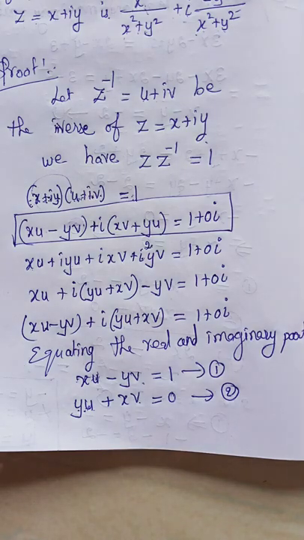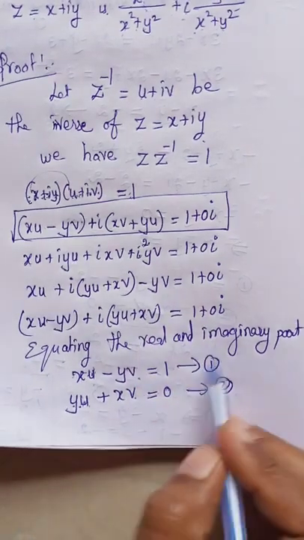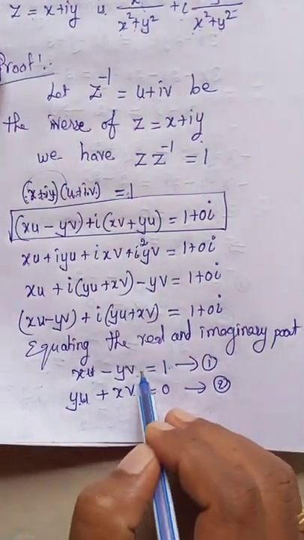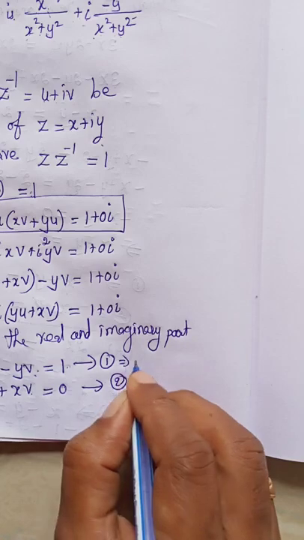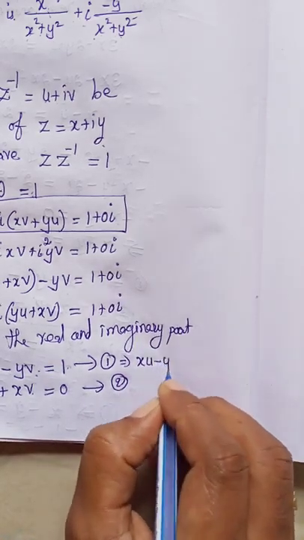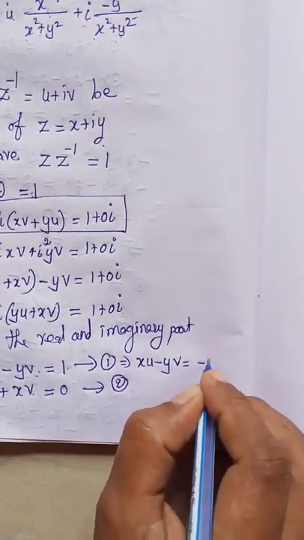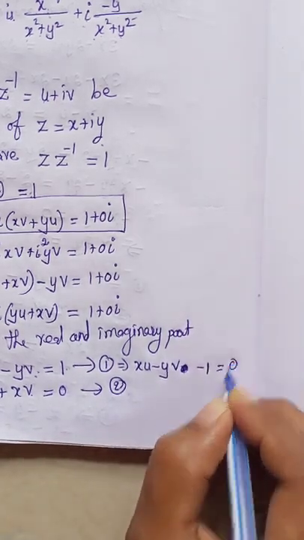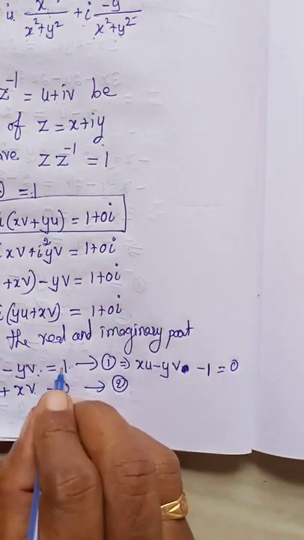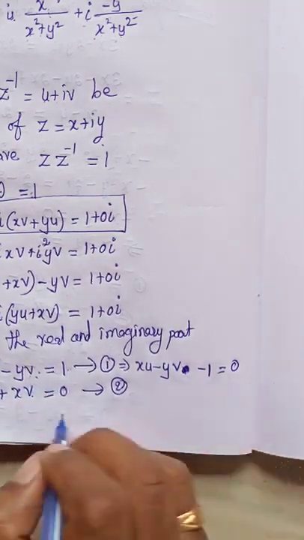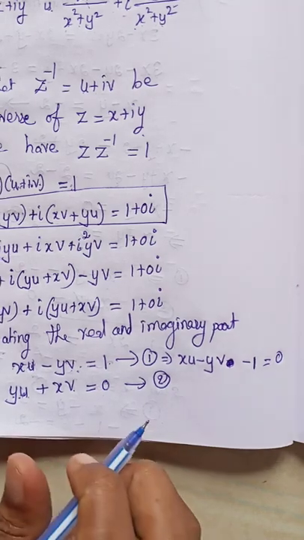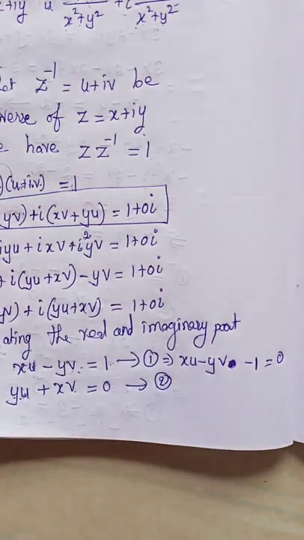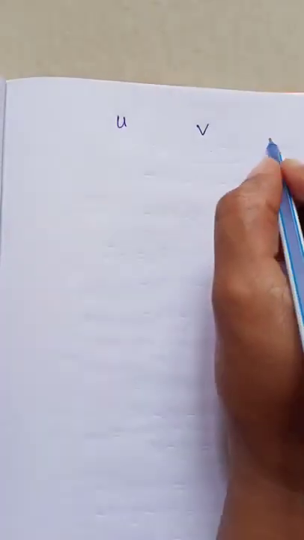If you are using the cross multiplication method, the constant term should be written on the left side. So I am writing xu minus y into v minus 1 is equal to 0. The plus 1, when it comes to the other side, becomes minus 1 equal to 0. Here there is no constant term. Now we need to find out u and v, so I am writing u, v, constant.